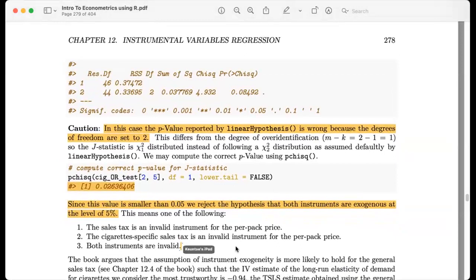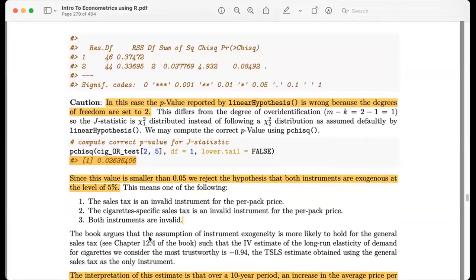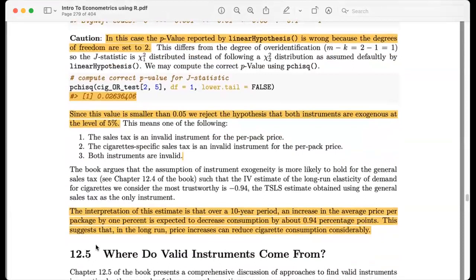So I think one of the main takeaways here is that using an IV is very difficult, because it's difficult to get a valid instrument. Even though the book argues that the assumption of instrument exogeneity is more likely to hold for the general sales tax, such that the IV estimate for the long-run elasticity of demand for cigarettes is about minus 0.9, the interpretation is that over a 10-year period, because we are looking at the difference between 1985 and 1995, an increase in the average price per pack by 1% is expected to decrease the consumption of cigarettes by 0.9 percentage points. So this suggests that in the long run, price increases can reduce cigarette consumption.